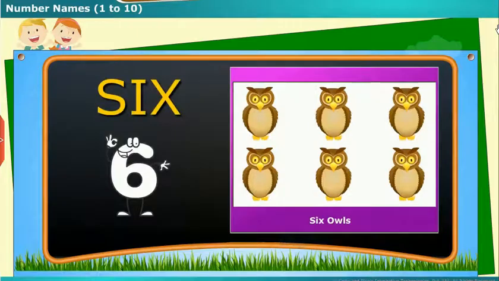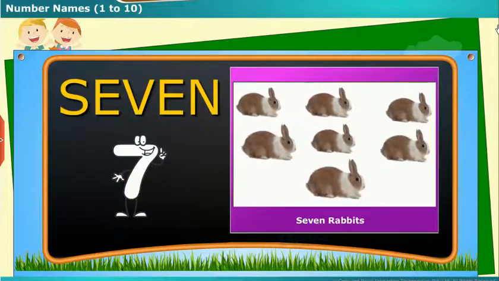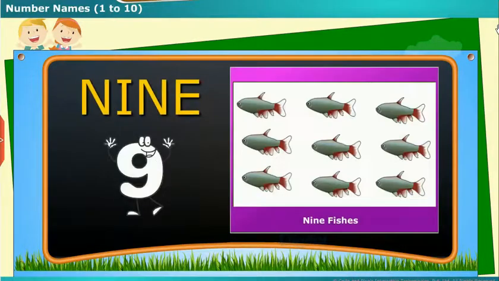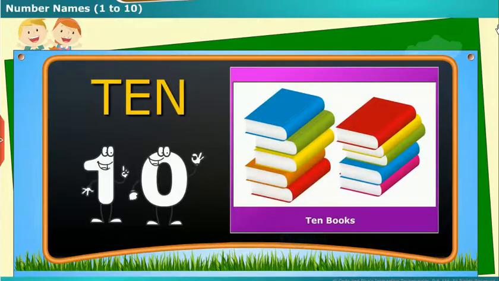S-I-X, 6. Six owls. S-E-V-E-N, 7. Seven rabbits. E-I-G-H-T, 8. Eight bears. N-I-N-E, 9. Nine fishes. T-E-N, 10. 10 books.